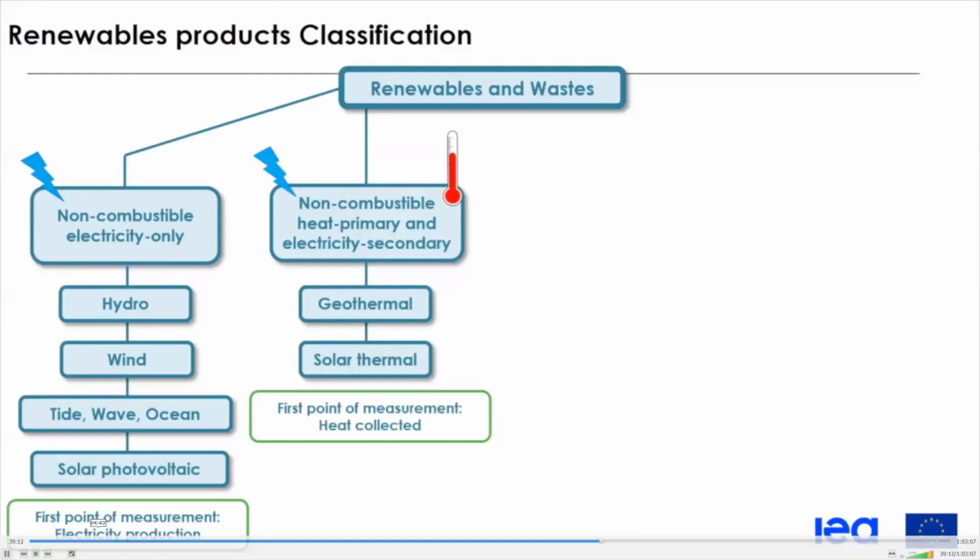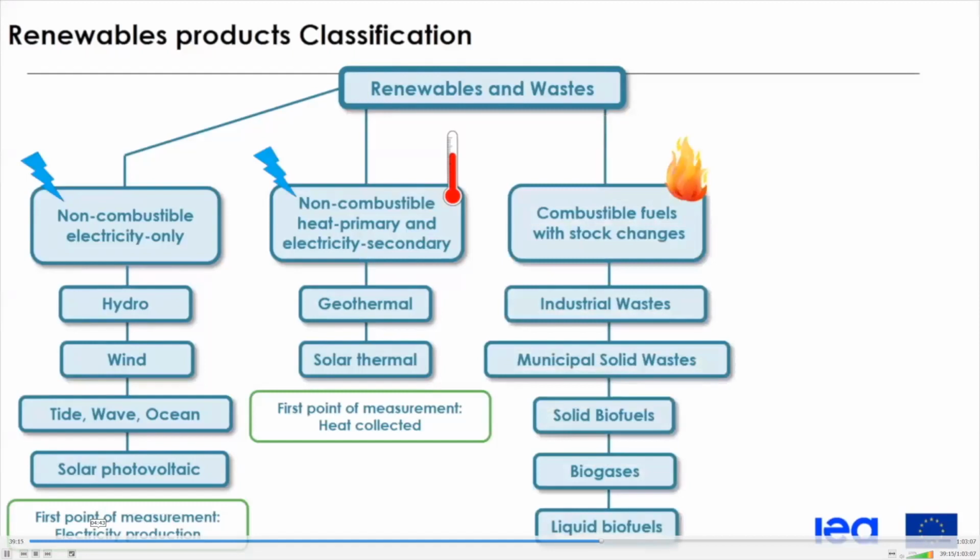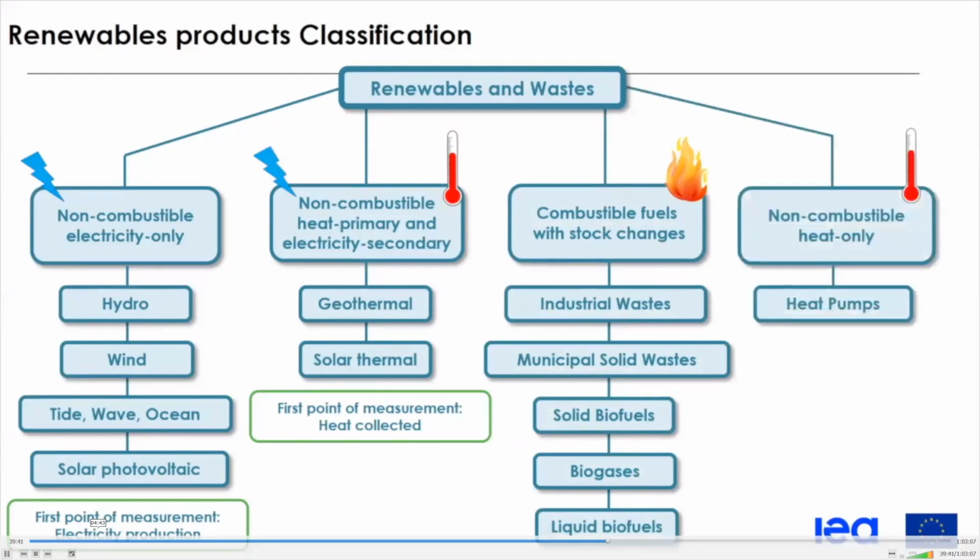The third part will be the combustible fuels, which can be stocked or traded. So those are industrial waste, municipal waste, solid biofuel, biogases, and liquid biofuels. So they are treated such as, in the case of fossil fuel, let's say coal, for example, or oil products. So their quantities, their mass being used as a unit of measurement. And lastly, there is a non-combustible heat-only group, which contains only heat pumps. This will not be covered too deeply in here because it's not that present on the African continent.